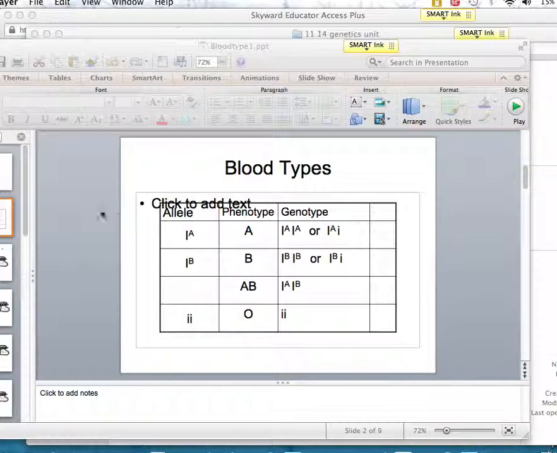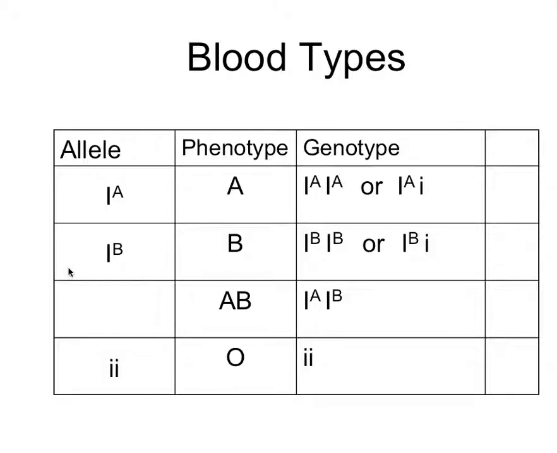All right, so today we are going to be talking about blood types. So the first thing we have to talk about, there are three alleles that are found when dealing with this topic of blood types. The first allele is big IA. So you have A, B, and the recessive O. Those are the three alleles.